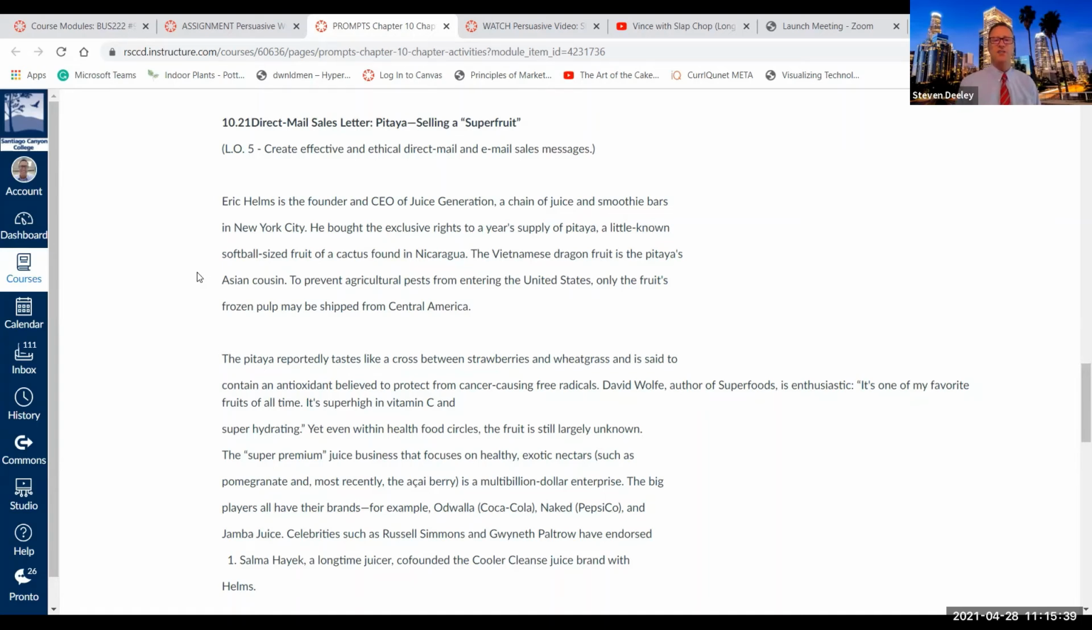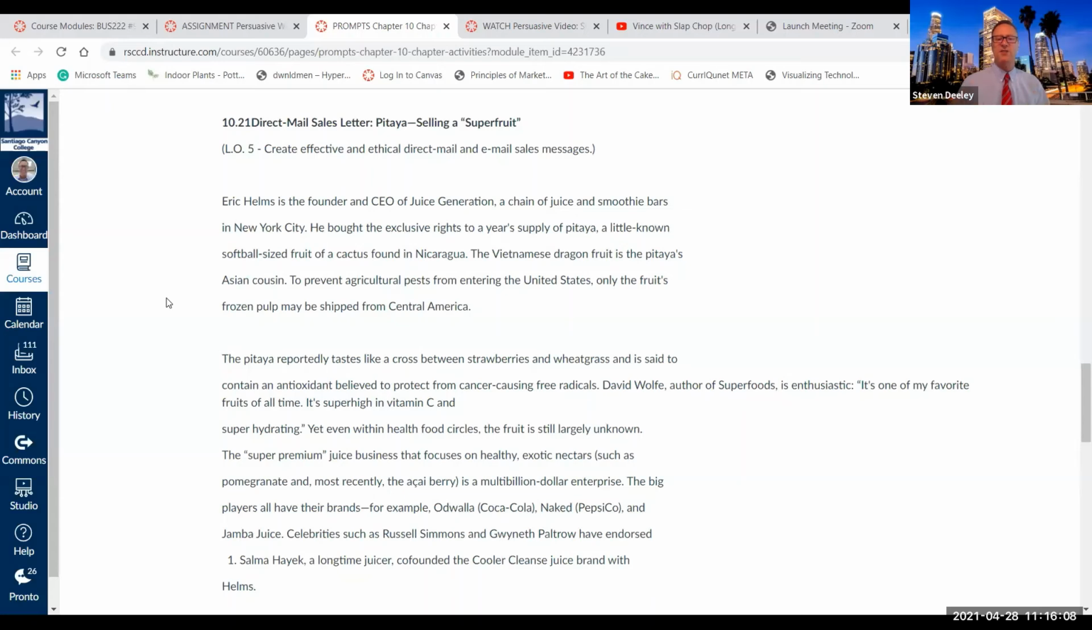So the pitaya tastes like a cross between strawberries and wheatgrass, and is said to contain an antioxidant believed to protect from cancer-causing cells. And then you have some testimonials in there, and things like that. So that taste that it has is a way of building interest, right? You're telling somebody that it tastes really good. It's a way to build interest.